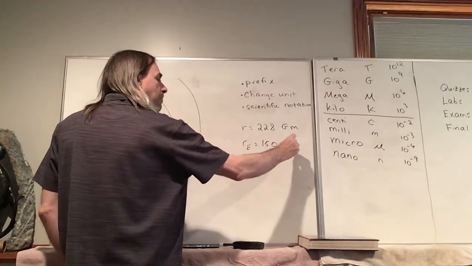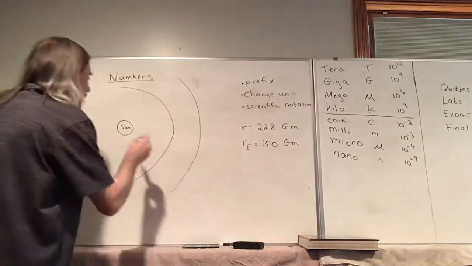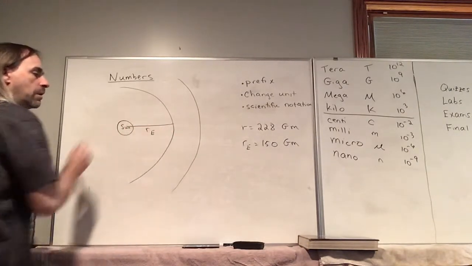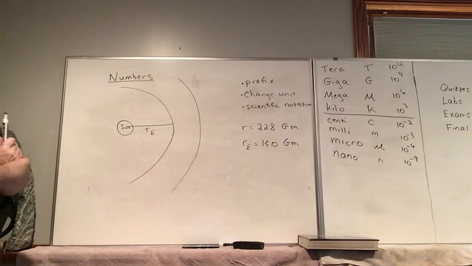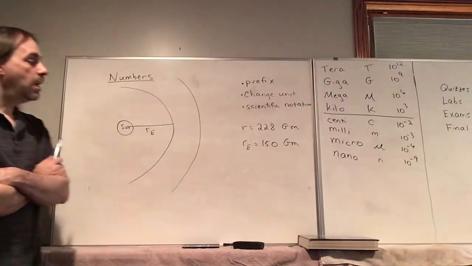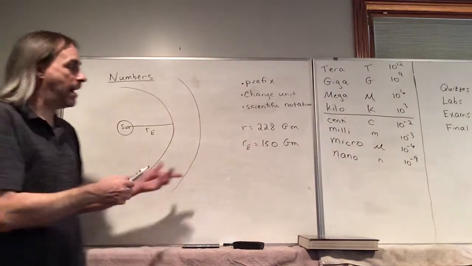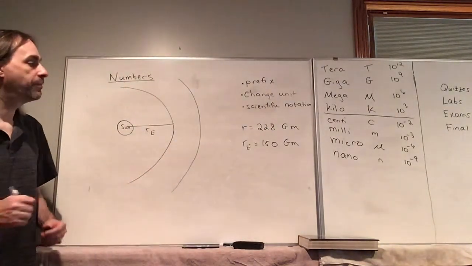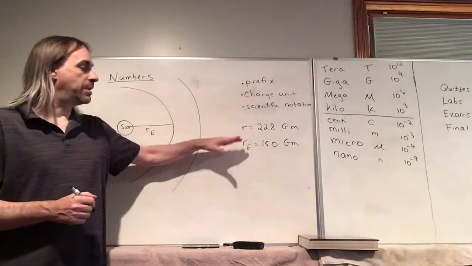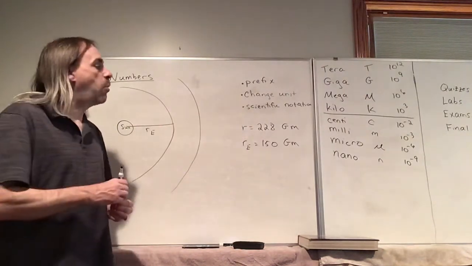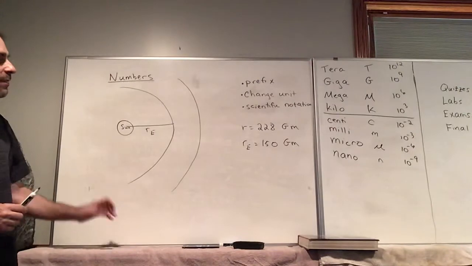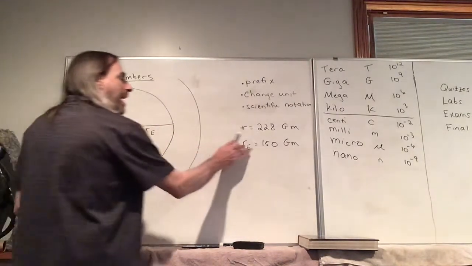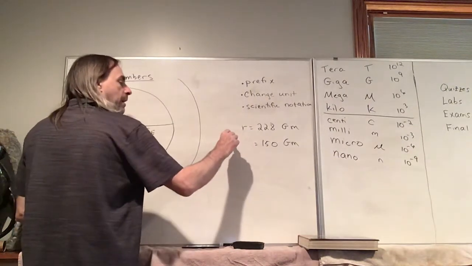I'll use the same prefix. The radius of Earth's orbit is about 150 gigameters. And now, by comparing these numbers, that gives you a much better perspective. You can see the radius of Mars is a bit more than that. But what we do is we define the distance from the sun to the Earth to be 1 astronomical unit. So I'll write that down instead.